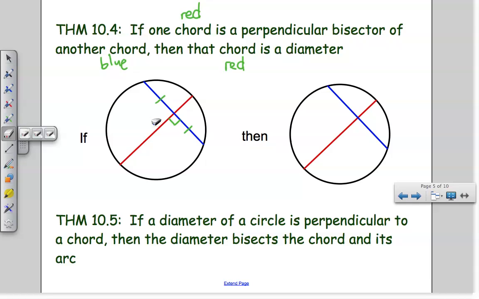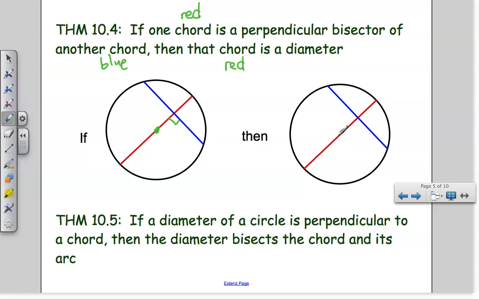And it kind of works the other way as well. The next theorem says, if a diameter of a circle is perpendicular to a chord, then the diameter bisects the chord and its arc. So I'm going to start with the if and mark what I know. If a diameter of a circle, so if this is a diameter, it goes through the center. Now I have a diameter of a circle if it is perpendicular to a chord. So perpendicular would mean it meets at a right angle.